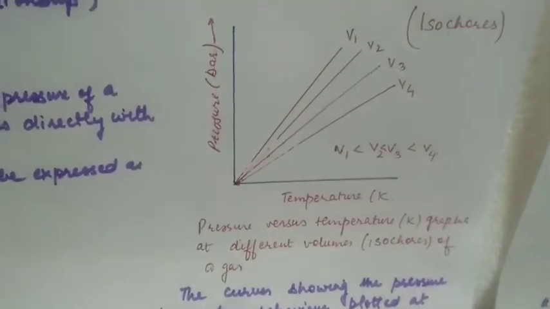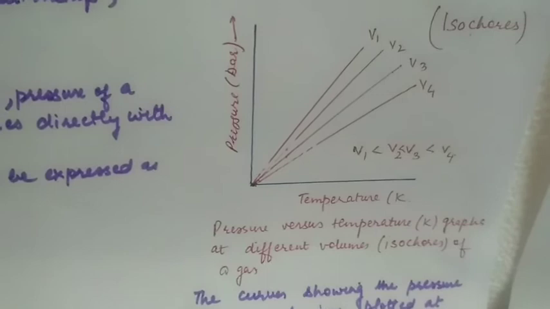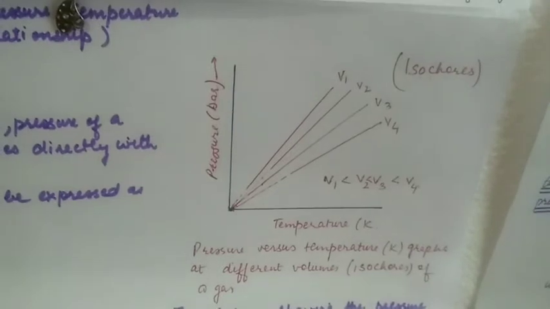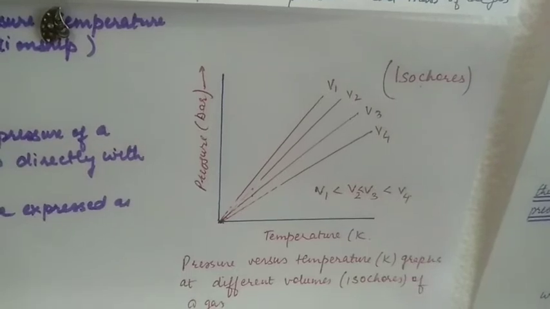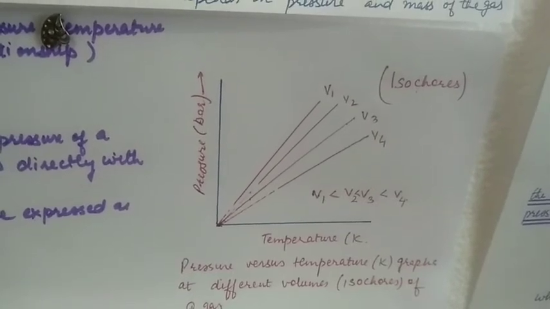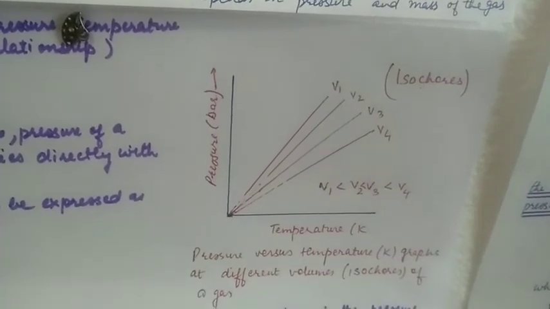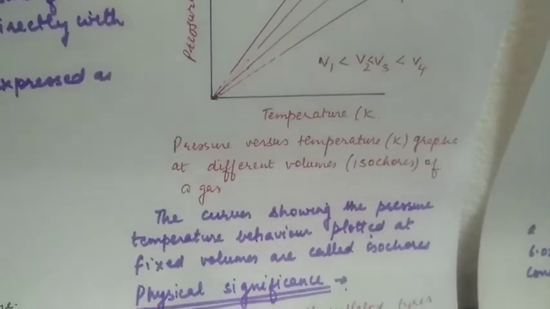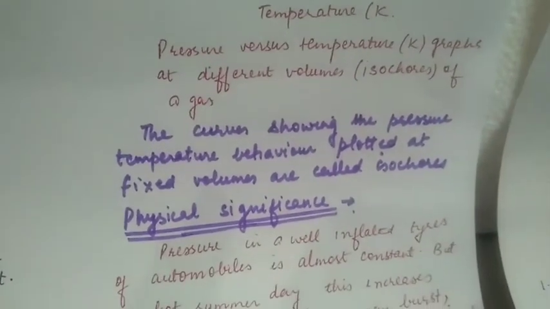So if we plot a graph between pressure and temperature, we get a straight line which when extrapolated meets the origin, that is temperature 0 Kelvin. Here the values are V1 volume is less than V2, then V2 is less than V3, and V3 is less than V4. Such graphs in which the volume is constant and there is a relationship between pressure and temperature are known as isochores. So pressure versus temperature graphs at different volumes are called isochores.